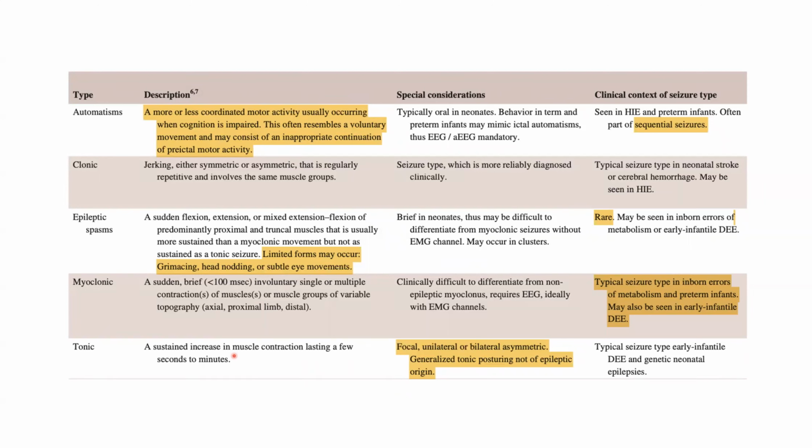So automatisms means coordinated motor activity, usually occurring when the cognition is impaired. This often resembles a voluntary movement and may consist of inappropriate continuation of whatever the child was doing before the onset of seizure. That is a pre-ictal motor activity. So typically in newborns, what you call subtle seizures, or very vague phenomena, come under this group.